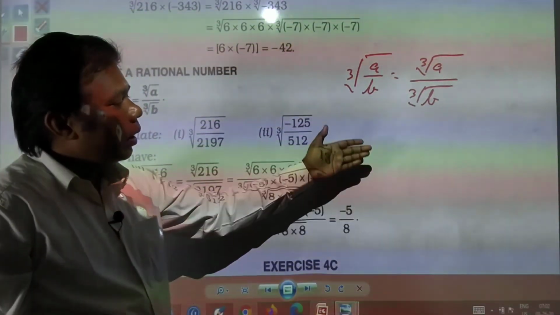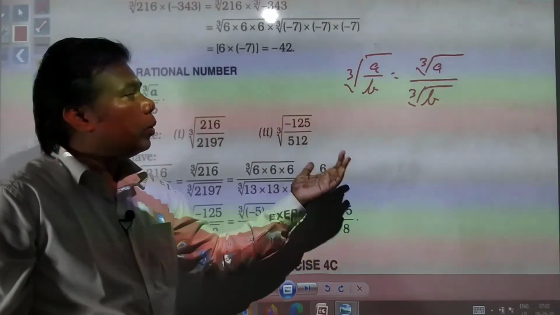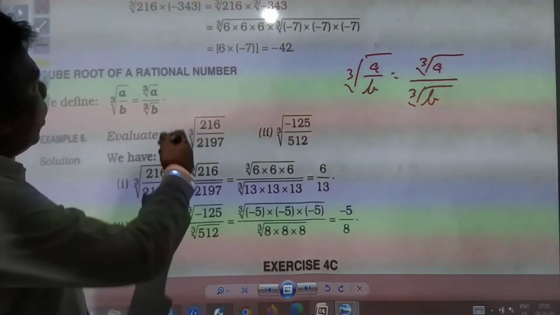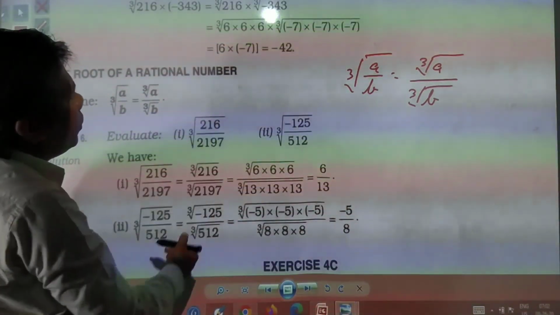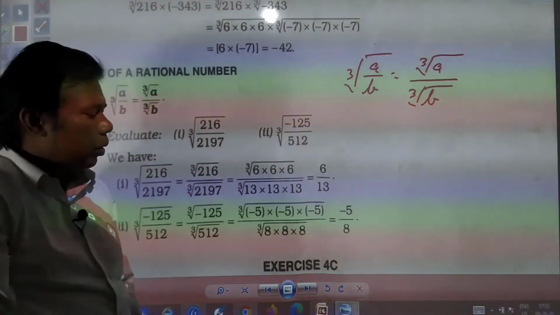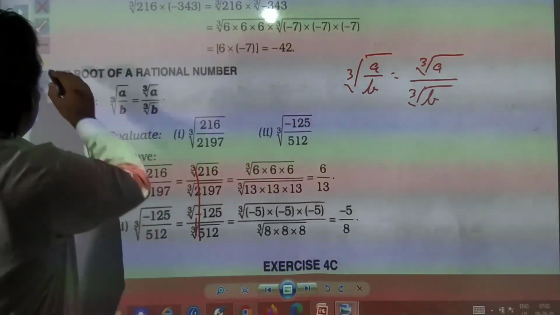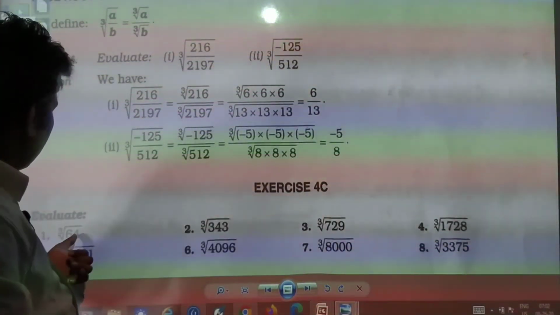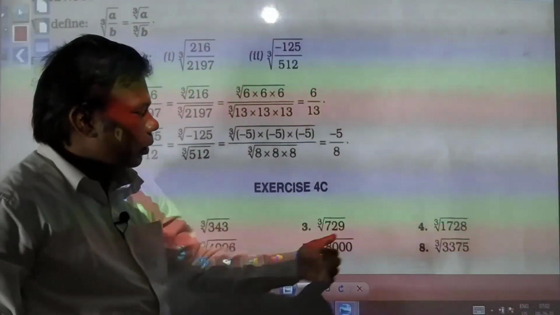If you know how to find out prime factors and you can recognize the triplets, I hope you will be able to do it. So first of all, each and every solved example you must do in your notebook. Then you may start your exercise, and that is exercise 4C. So simple questions are there. I hope you will be able to do them.